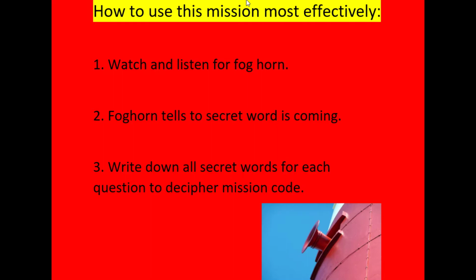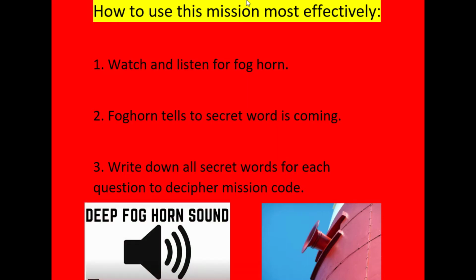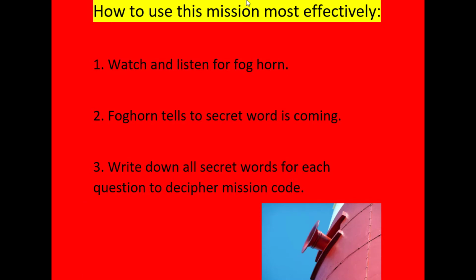As you're going through the walkthrough for each one of the questions, listen carefully for the foghorn sound. It's kind of deep, and right after there's going to be one of the secret words. Each question will have a foghorn sound and a secret word given. Once you write down the secret word from each question, you're going to try and decipher the mission code. Once you have the mission code, which is basically a phrase, you can translate that into Genius Gear. See the professor for more info.